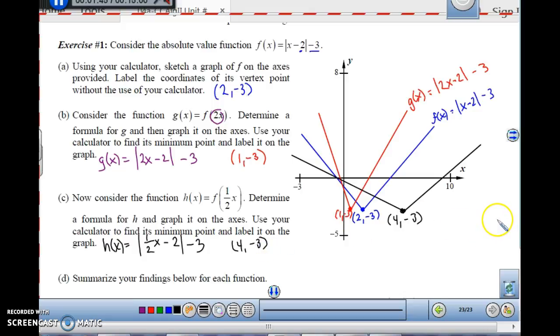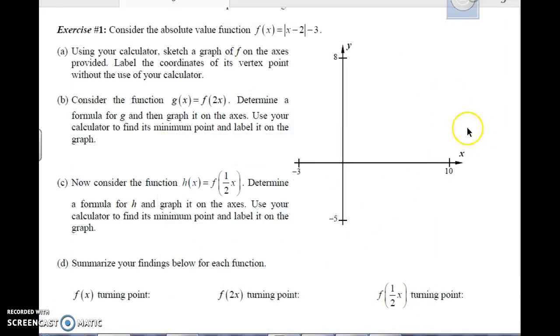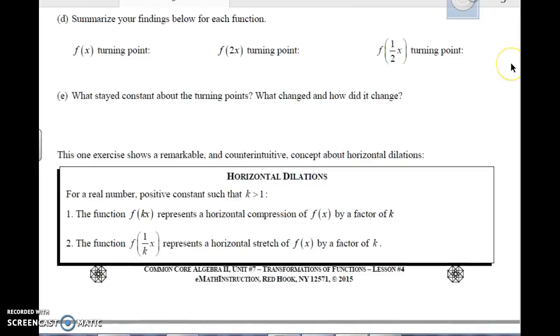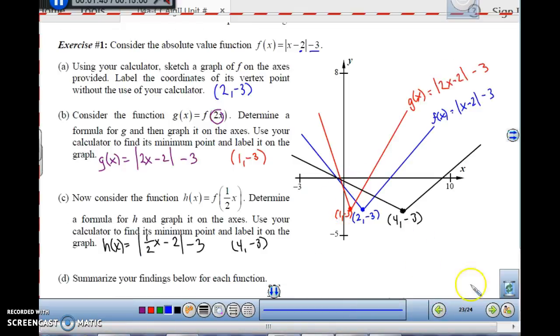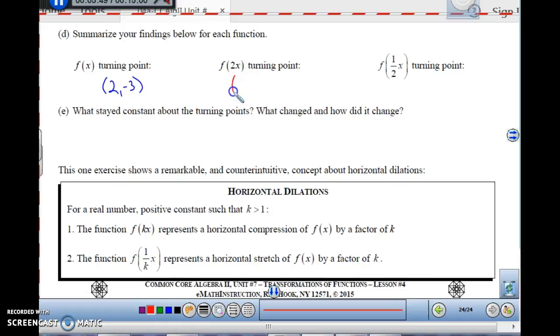If we summarize our findings for each function, the turning point for f of x, the blue function, was at (2, -3). f of 2x, the red function, was at (1, -3). And f of 1/2 x, the black function, was at (4, -3). So what stayed constant about the turning points? The y coordinate stays the same.